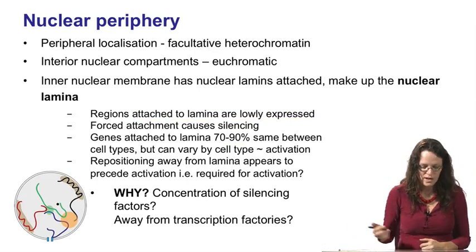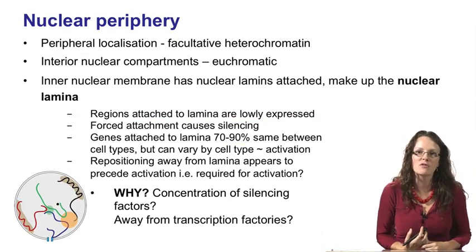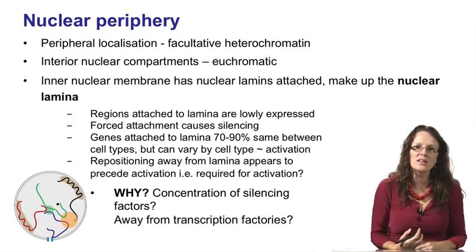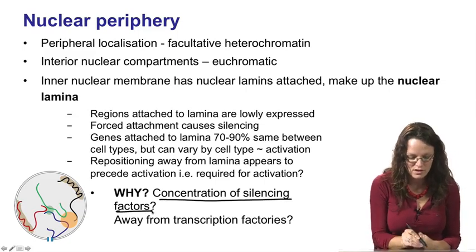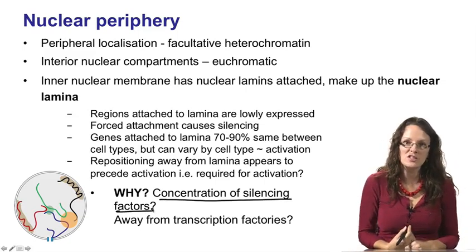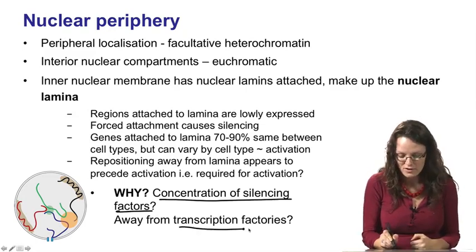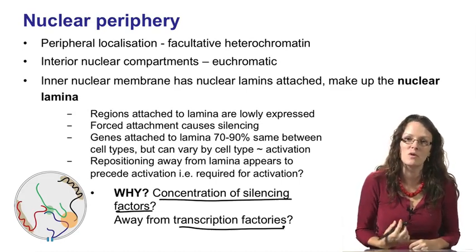So why is this? Why do we have the nuclear lamina being associated with heterochromatin, with silencing of transcription? Could it be that at the nuclear periphery you have a concentration of silencing factors? This is something we don't know very much about yet. Or could it just be that it's out of the way of the transcription factories, out of the way of these regions that are actually where transcription is occurring based on their name, and that these are what we'll discuss next.